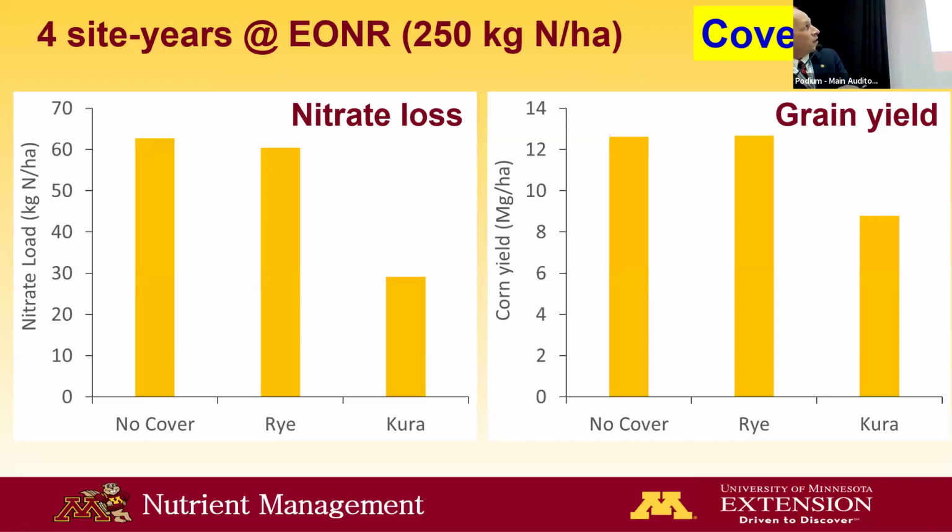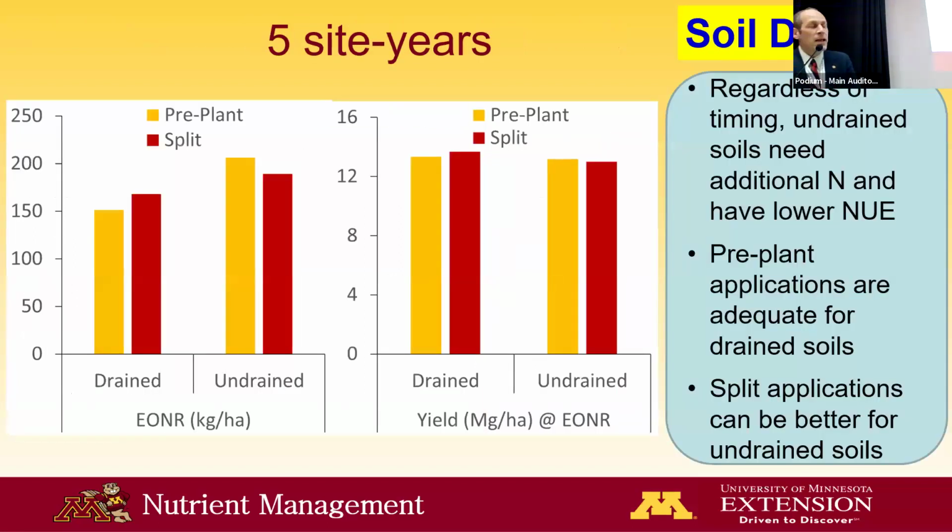This is a 4-year study looking at the economic optimum N rate with no cover crop, rye cover crop, and then Kura clover living mulch. We saw that the rye did not really make any difference. Kura clover reduced the nitrate leaching substantially, but the challenge with Kura is that when we look at grain yield, it substantially reduced the yield. So it's really not a practical solution for farmers. When farmers see this, they are not going to try it. Plus, Kura clover is a much more difficult system to deal with. There's a lot more management involved in that production system.